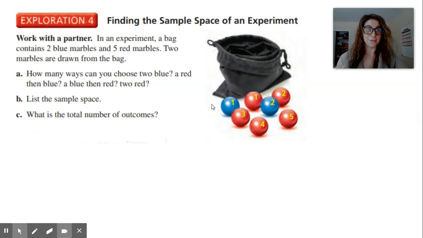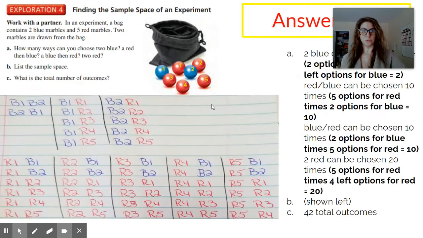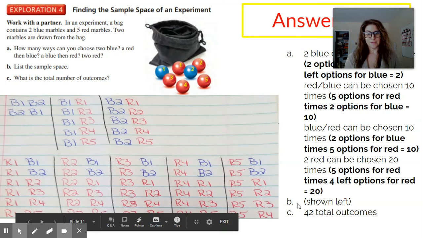The sample space is everything that I was just kind of explaining to you. So I'm just going to show it. Here's your sample space. There's the blues we talked about, pulling them first. Then we had if I pulled a blue first and then a red, if I pulled a red first and then a blue, and then I have my reds underneath that. That gives me 42 possible outcomes.